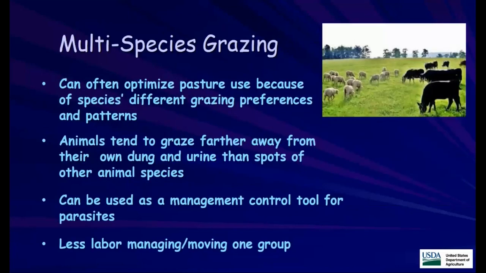Just quickly, a little bit on multi-species grazing. This can be a great way to optimize your pasture use, because sheep and cattle and goats all have different preferences. Animals tend to graze farther away from their own dung and urine, but they will graze closer to a different animal species' dung and urine. They can be used as a management control tool for parasites. Grazing cattle after sheep, especially because sheep are most susceptible to parasites. And you can also have less labor managing and moving them as one group.